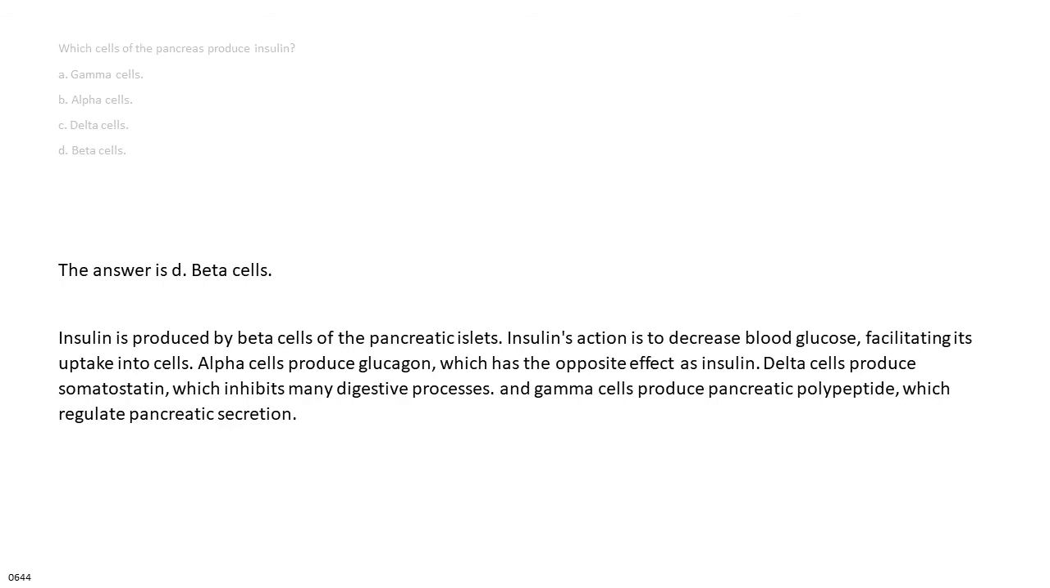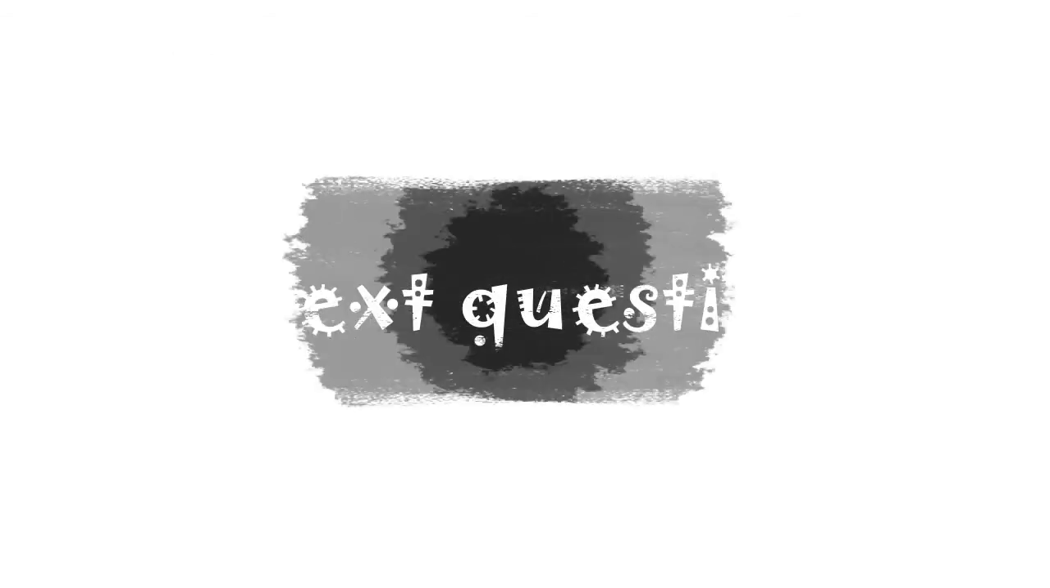Insulin's action is to decrease blood glucose, facilitating its uptake into cells. Alpha cells produce glucagon, which has the opposite effect as insulin. Delta cells produce somatostatin, which inhibits many digestive processes. And gamma cells produce pancreatic polypeptide, which regulates pancreatic secretion.